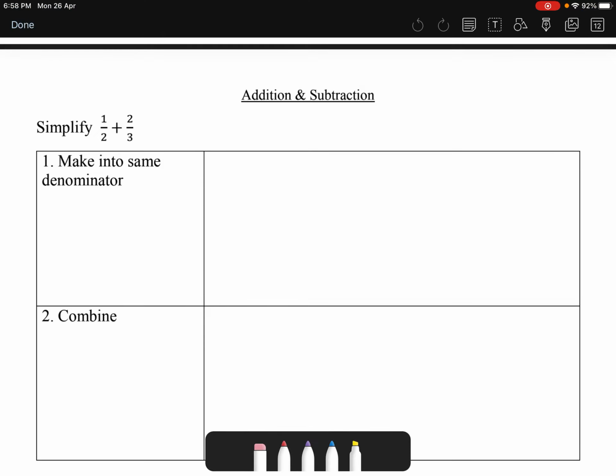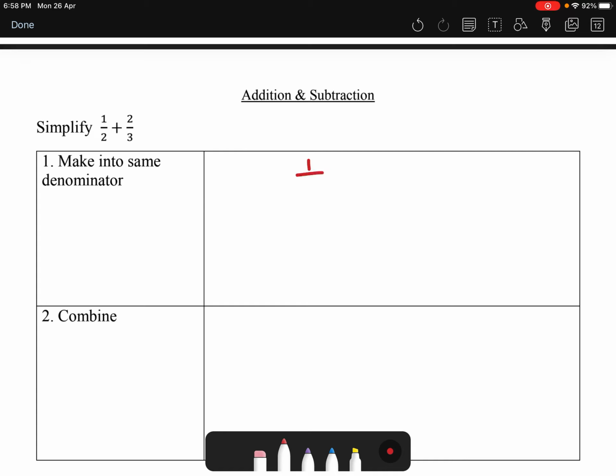Okay, so we'll learn how to add and subtract two fractions. Before that, let us see how I add a half and 2/3 without using a calculator. So this one is quite simple, right? We learned it in primary school. First of all, we need to make them into the same denominator.